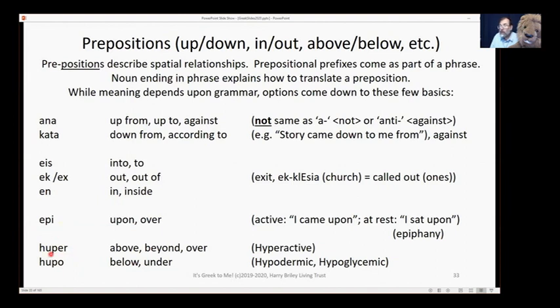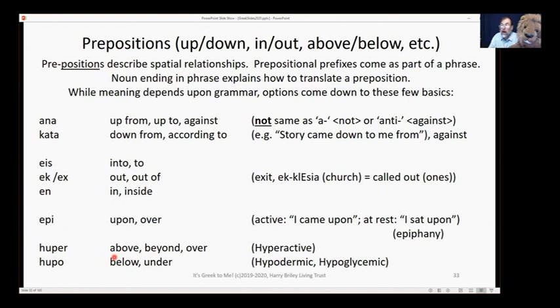Hyper, and you'll notice that the U became a Y for hyper. Hyper is above or beyond or over. It's different than epi. Epi is I'm actually sitting upon something. Hyper more has the sense that I'm floating above. I'm above this item. It could be physically I'm above an object, or it could mean I have gone way beyond whatever the verb might be.